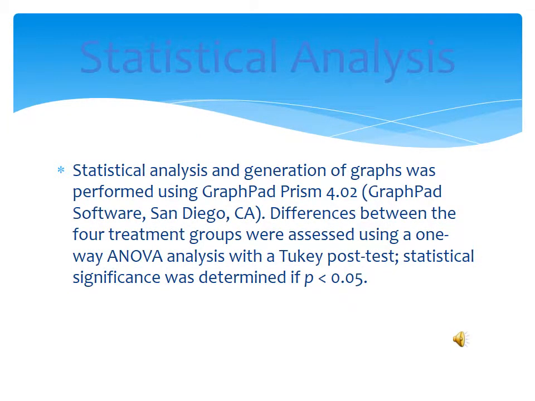The statistical analysis and generation of graphs were performed by software such as GraphPad Prism, and the differences were analyzed using ANOVA, which is a collection of statistical models used to analyze the differences between group means and their associated procedures.